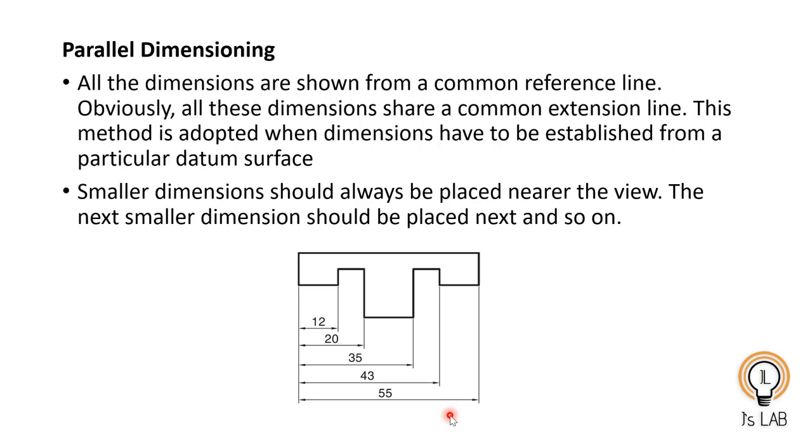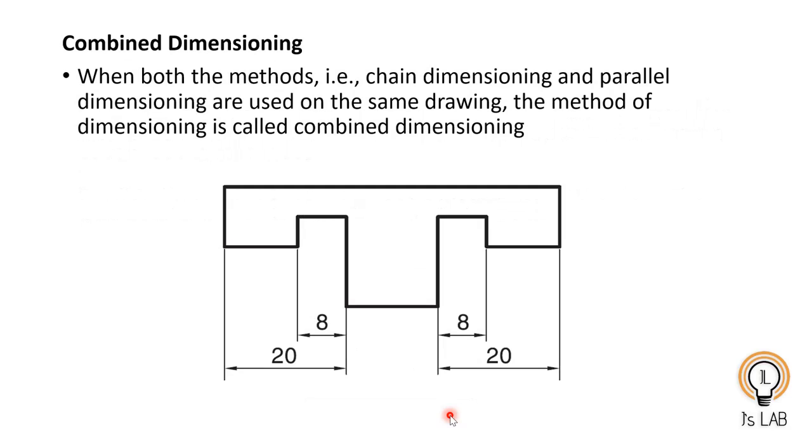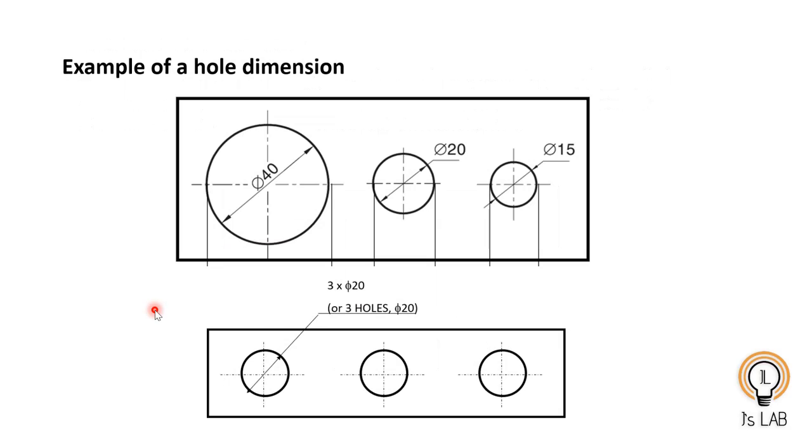Now combined dimensioning means chain dimensioning and parallel dimensioning are used together. You can see here 8 and 8. These two follow chain dimensioning, and these 8 and 20 form the parallel dimensioning from a datum. You can see the datum here. So that is called combined dimensioning. That also you can follow.